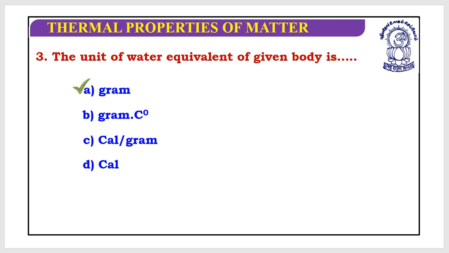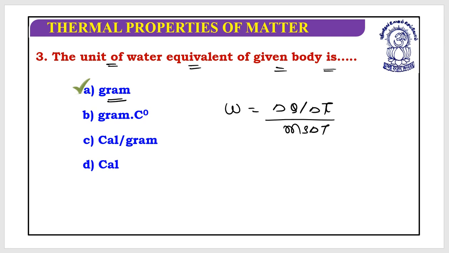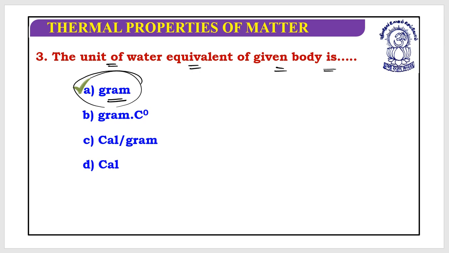Next, the unit of water equivalent of a given body. It's gram. Water equivalent is the heat capacity, delta Q by delta T, divided by the specific heat of water. The specific heat of water can be written as delta Q by m delta T, and when I solve this it would be the gram. I hope this is clear. Great. Let's work on the next question.